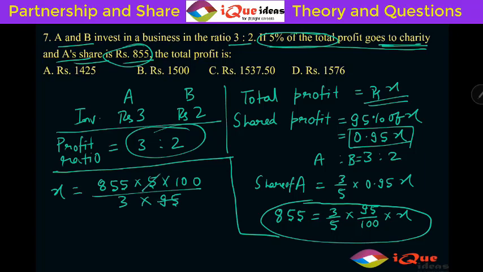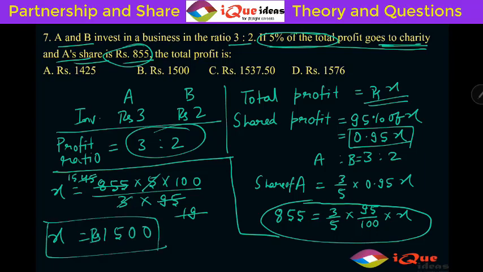Now 5 cancels 95 19 times. Good. 19 cancels 855. If you cancel, 19 4 is 76 and 19 5 is 95, right? So it is 45 divided by 3. So 3 cancels 45 15 times. So X is equal to 15 into 100, that is 1500 rupees, right? So the total profit in this question was 1500 rupees. If you look at the options, B option is the correct answer.